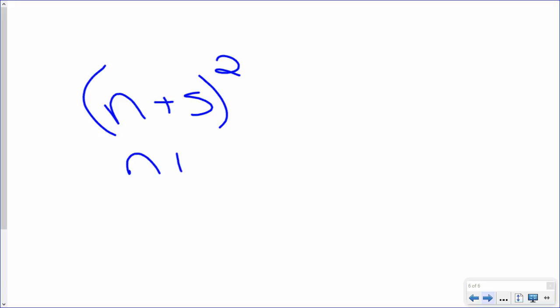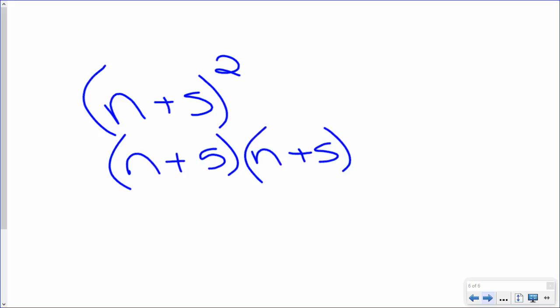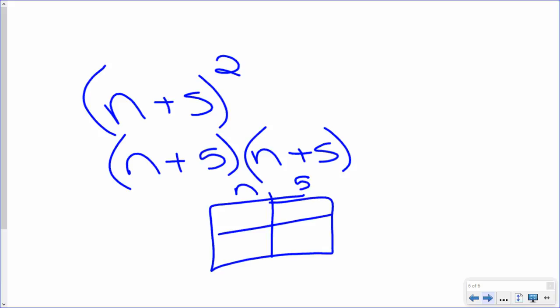Okay, and then the last section, it's multiplying special cases, but I think you guys were really comfortable with just using the table and doing it the old way and making sure you get the right answer. Now, since I have 2 of these, write out 2 of them. I highly recommend this, using this method. Get your table going. You got the n and the 5, the n and the 5. Get the table filled out.